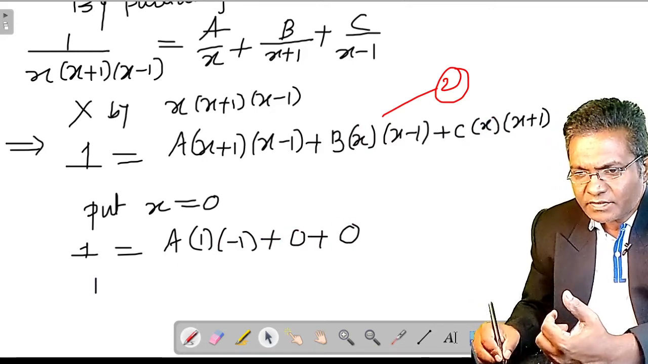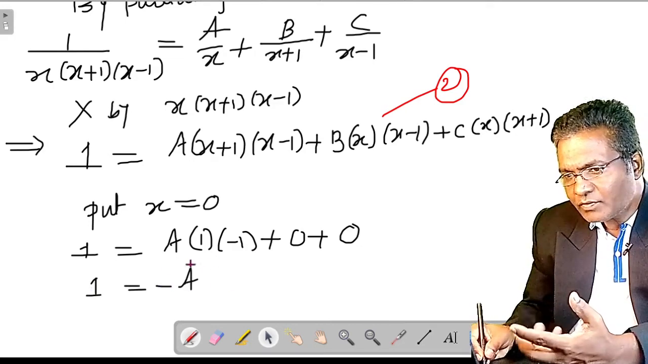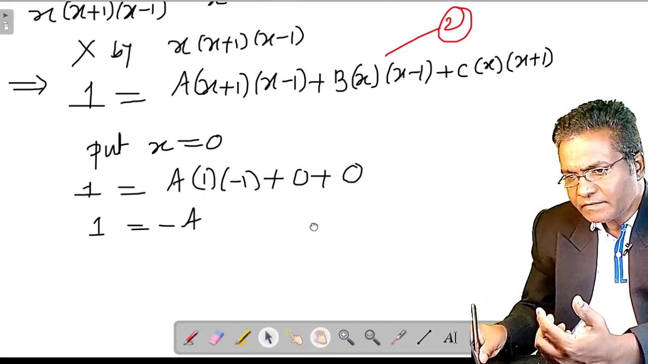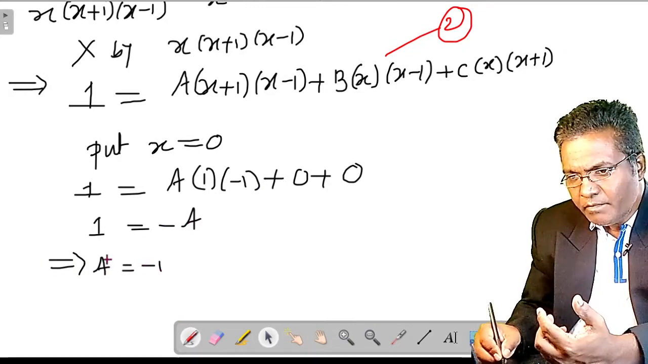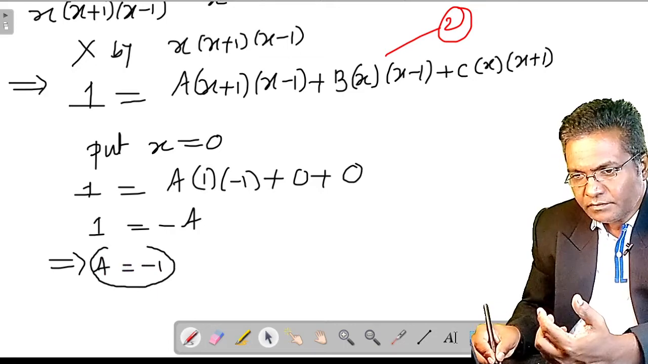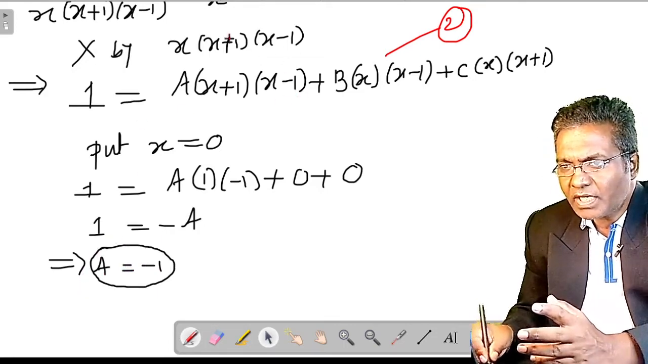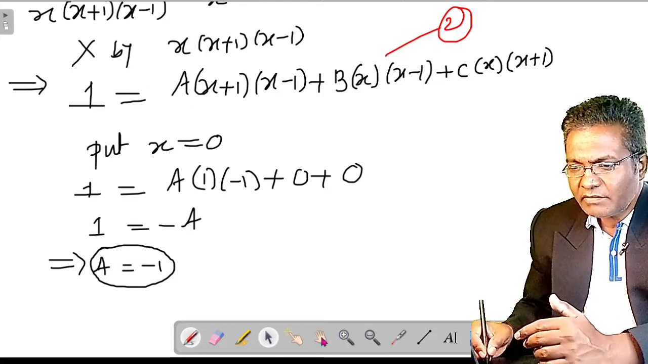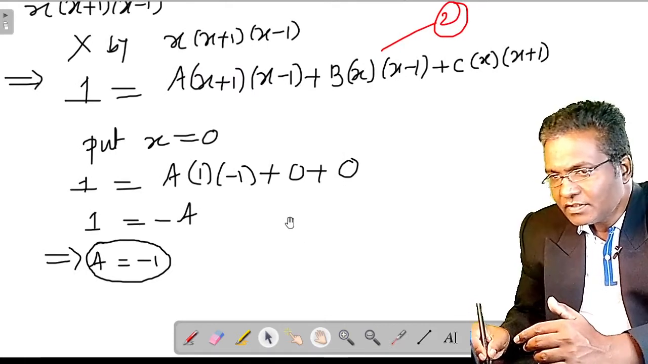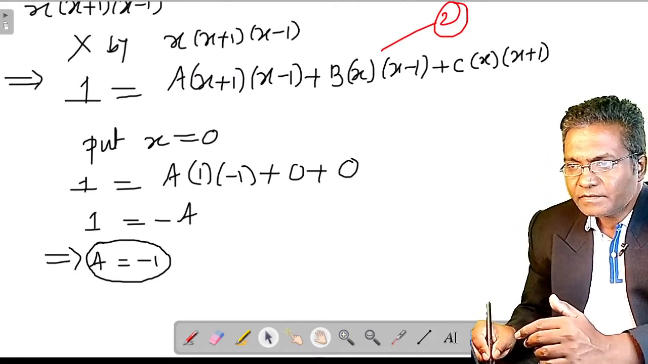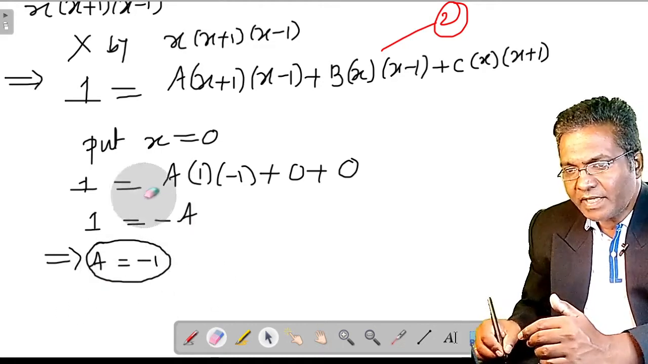Now from this, 1 into 1 minus 1, so that is minus a you will get. Which gives you a is equal to minus 1. So this is one value. Similarly, you have to choose another factor 0 and try to find the value of another constant. Okay. So a is minus 1, remember?